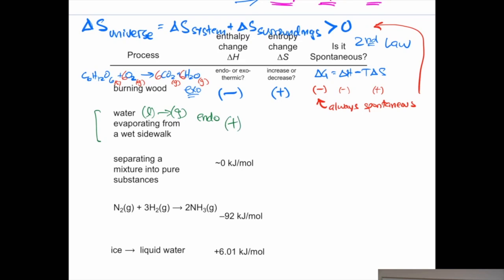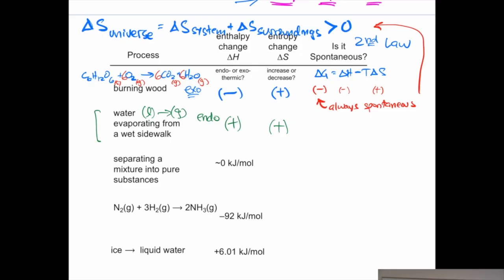What's the sign on delta S? Now, we're going from liquid to a gas. So what's the entropy change of the system? Increasing, because we're going from a liquid to a gas, right? So this is a plus and this is a plus. All right? Did everybody get that?